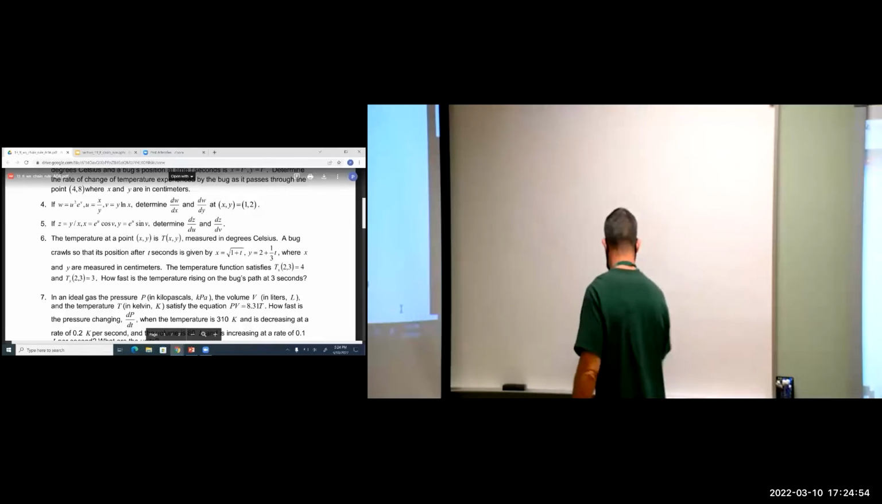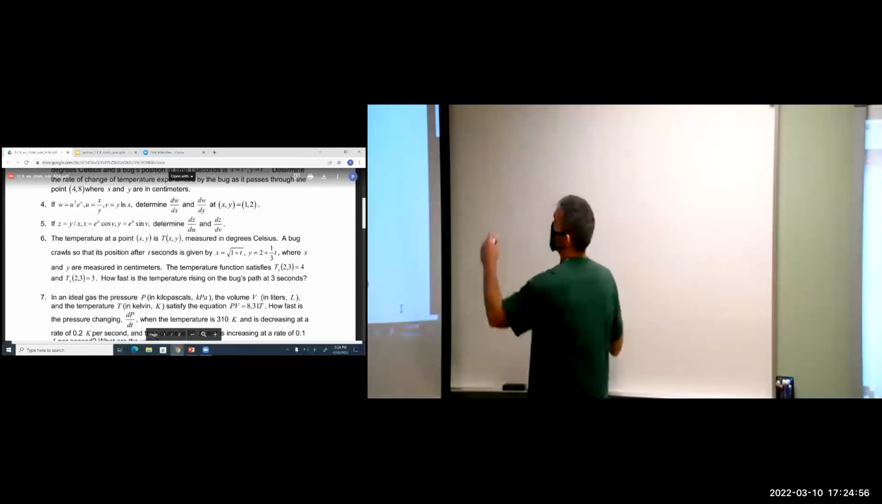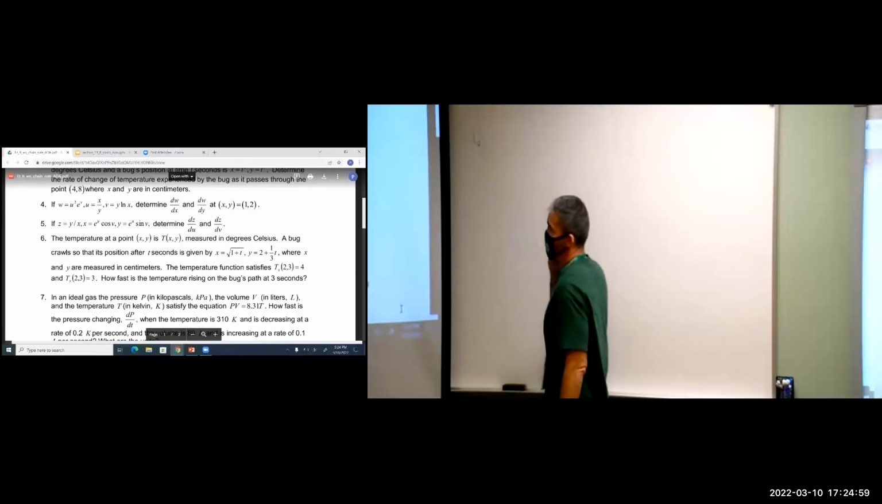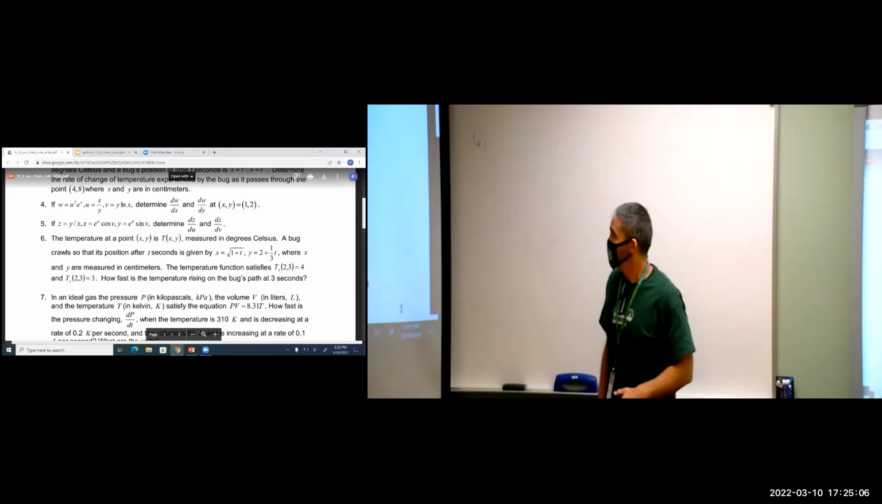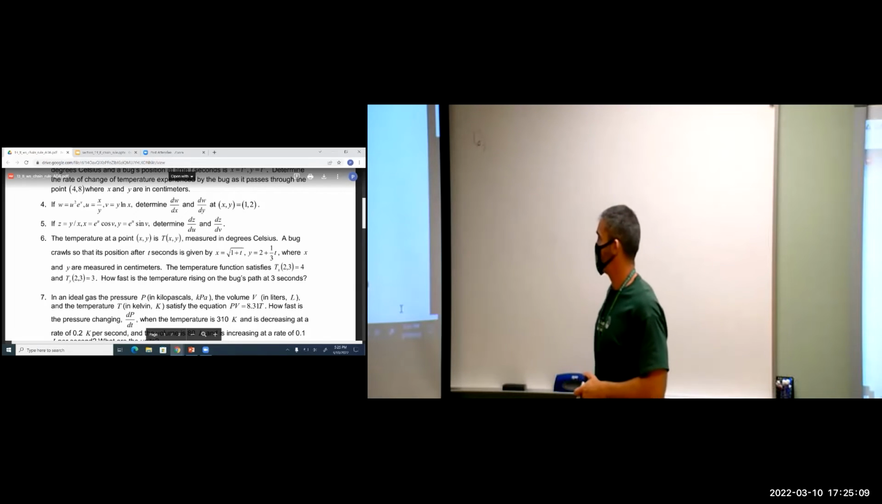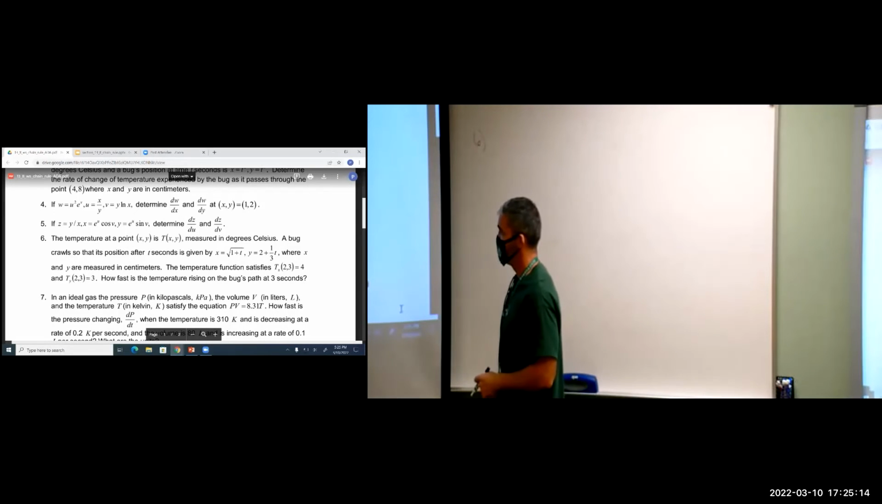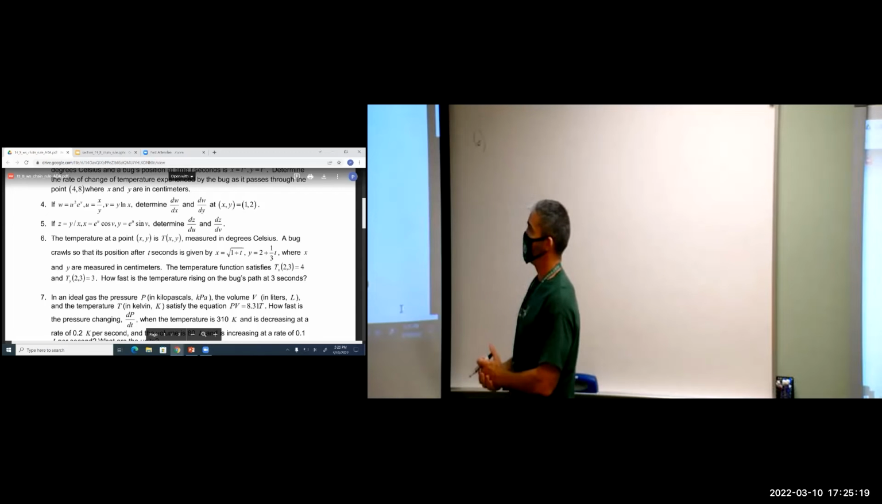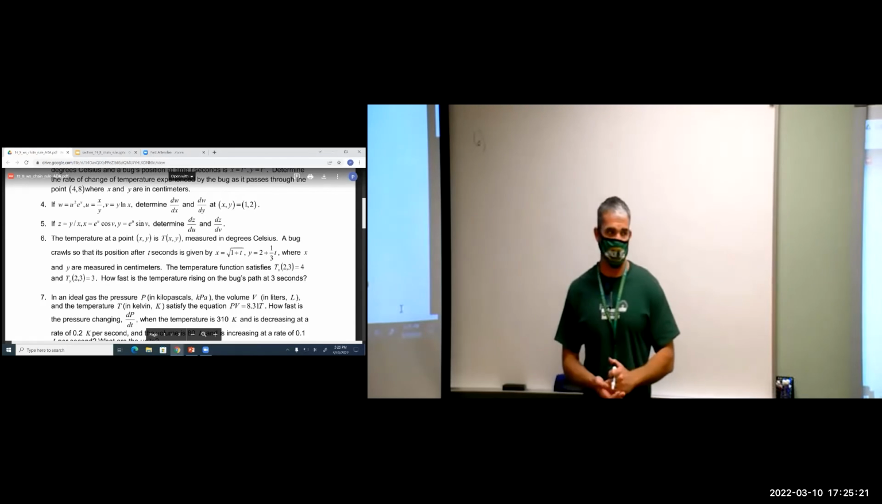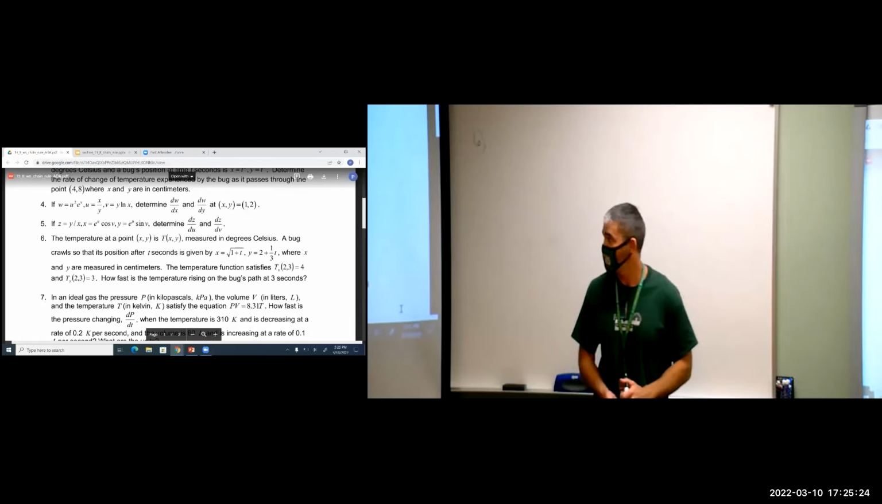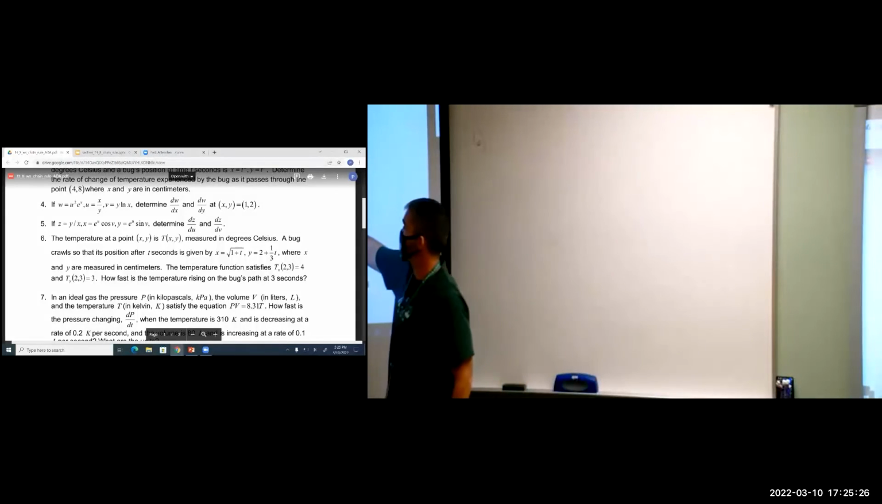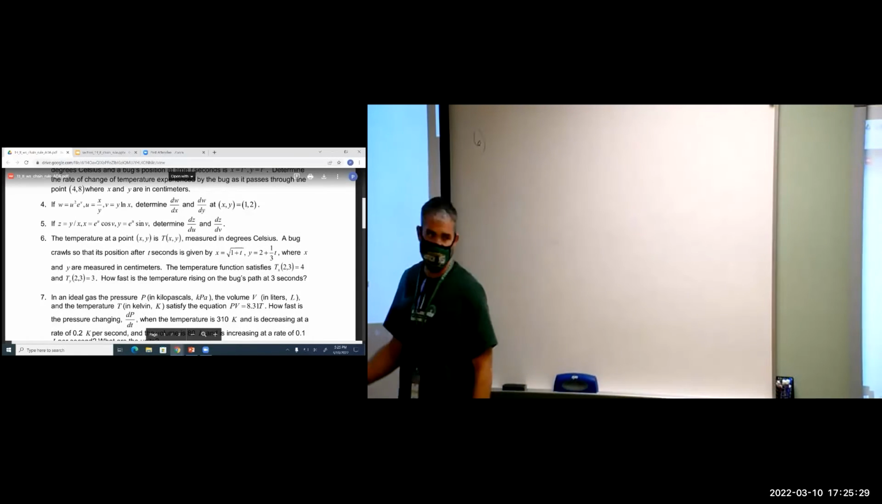So, number 6, we have a function T that gives the temperature at any point in the xy plane measured in degrees Celsius. And some bug is crawling around so that its position after t seconds is given by those parametric equations, where x and y are in centimeters. Okay. So right now, here's what we know. T gives out temperature, x and y are inputs in terms of centimeters, but they're defined in terms of little t, which is time.